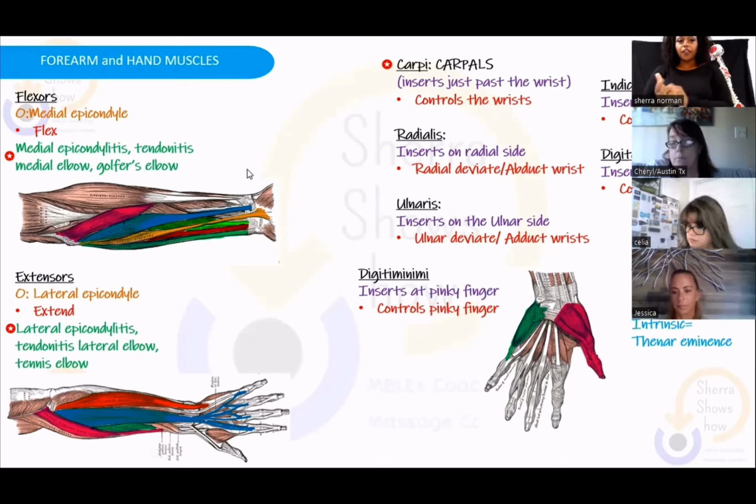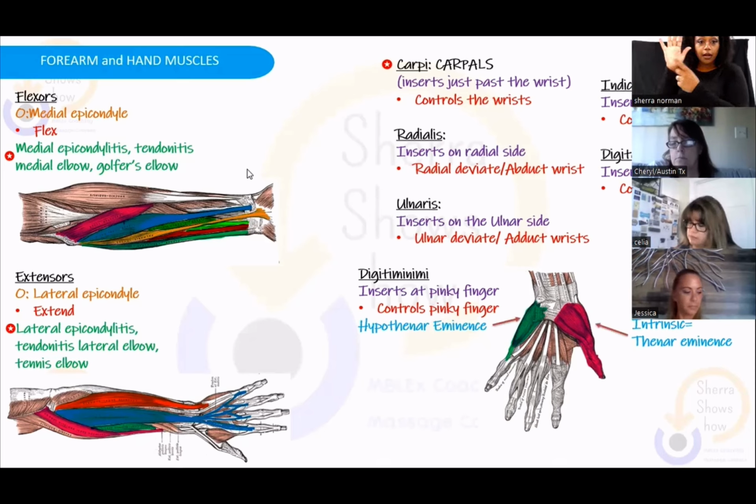Pollicis insert at the thumb. There's 8 muscles that control the thumb, if you remember that. This is worth remembering. The hypothenar and thenar eminences, okay? Thenar eminence is the short pollicis muscles: pollicis brevis, adductor pollicis, opponens pollicis, all that good stuff.